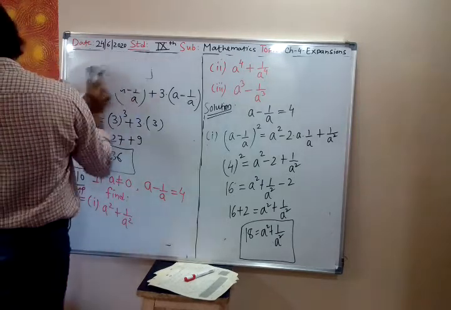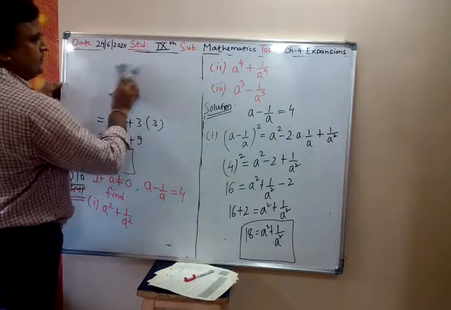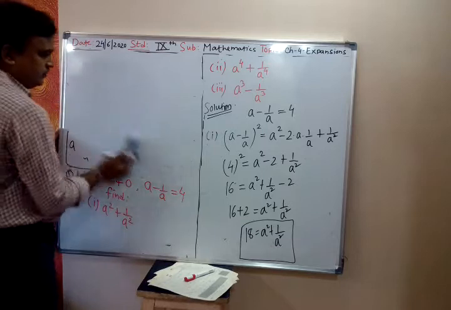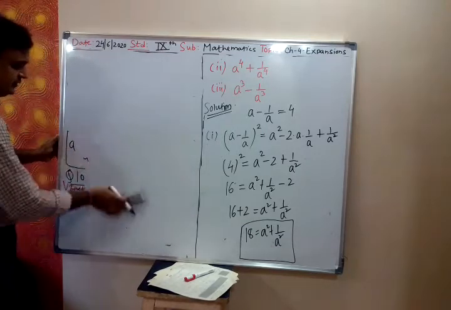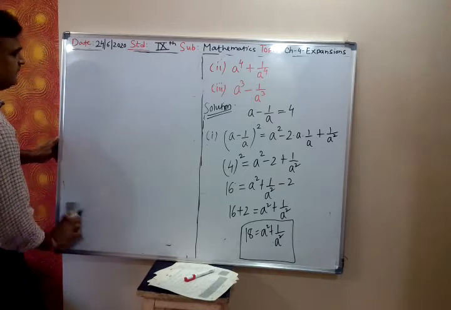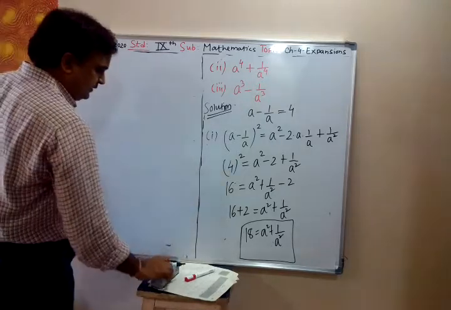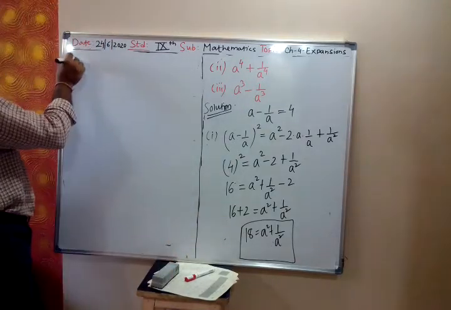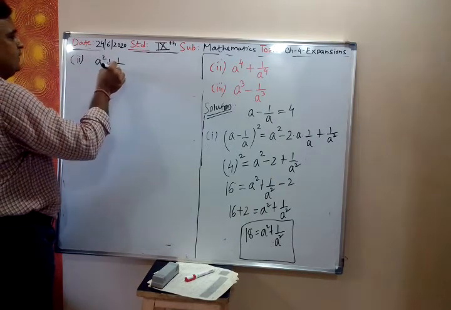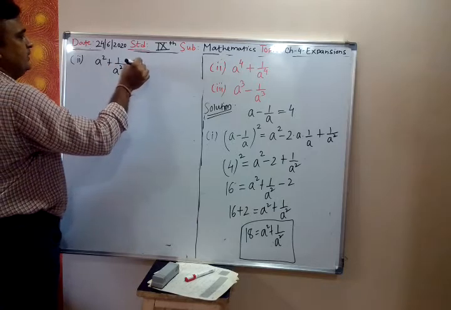A raised to 4 plus 1 upon a raised to 4. Let me complete this part. Second part. To find it, we are given a square plus 1 upon a square, and this value is 18.